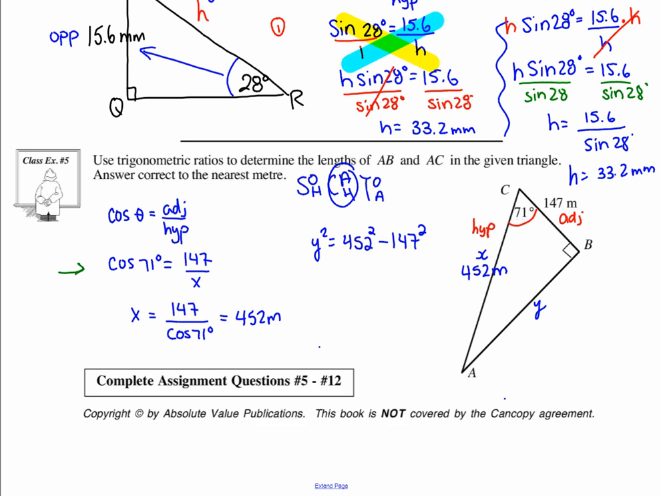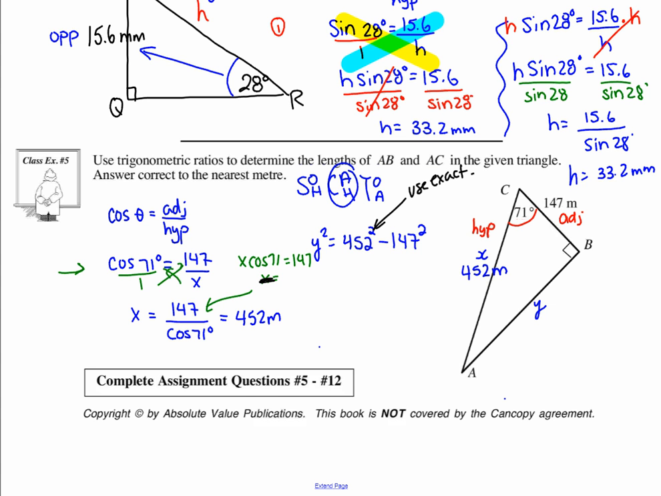Okay. So if we cross multiply here, you get x cos 71 equals 147, and then divide by cos 71 to get x by itself, and that's how we get here. Okay, we're done. What was really important that I want you guys to know here is that although we rounded this number to 452, in this next calculation, we have to use the exact value.